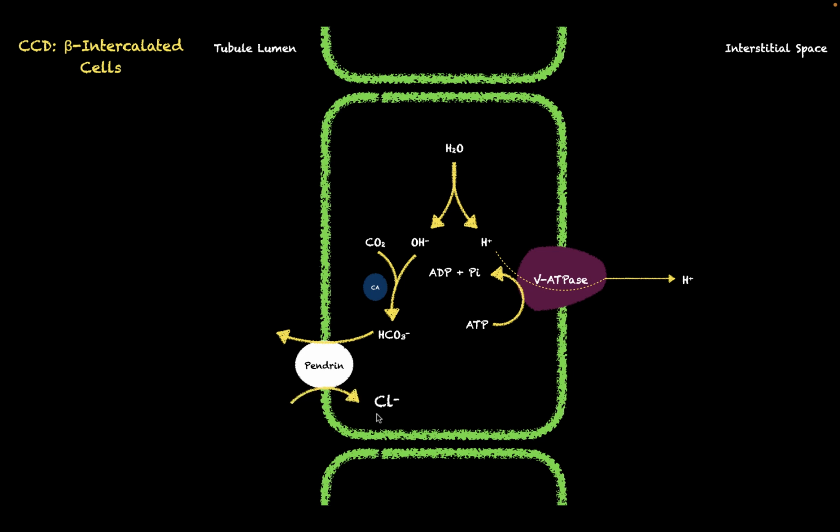Now, in addition to pendrin, we also have another transporter on the apical membrane. This transporter is NDCBE. So NDCBE basically allows 2 bicarbonates to come into the cell, 1 sodium to come into the cell, and 1 chloride to move out of the cell.